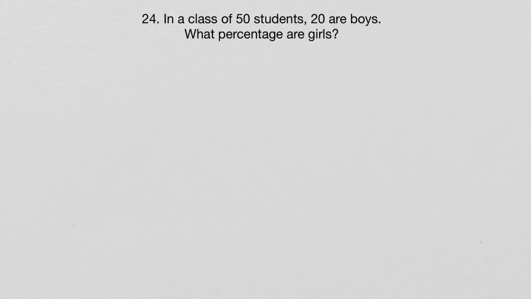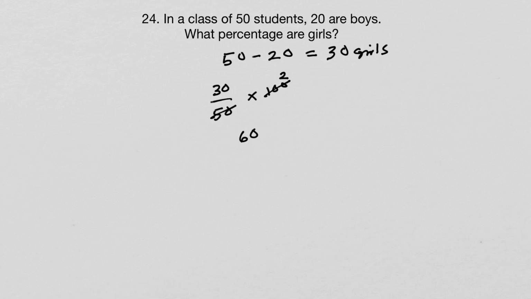Question 24. In a class of 50 students, 20 are boys. What percentage are girls? We will first find the number of girls by subtracting the number of boys, which is 20, from the total number of students. This will give us 30 girls. To find the percentage of girls, we will divide the 30 by the total and multiply it by 100. We can divide the 100 by the 50 to get 2. 30 times 2 is 60. Therefore, 60% are girls.